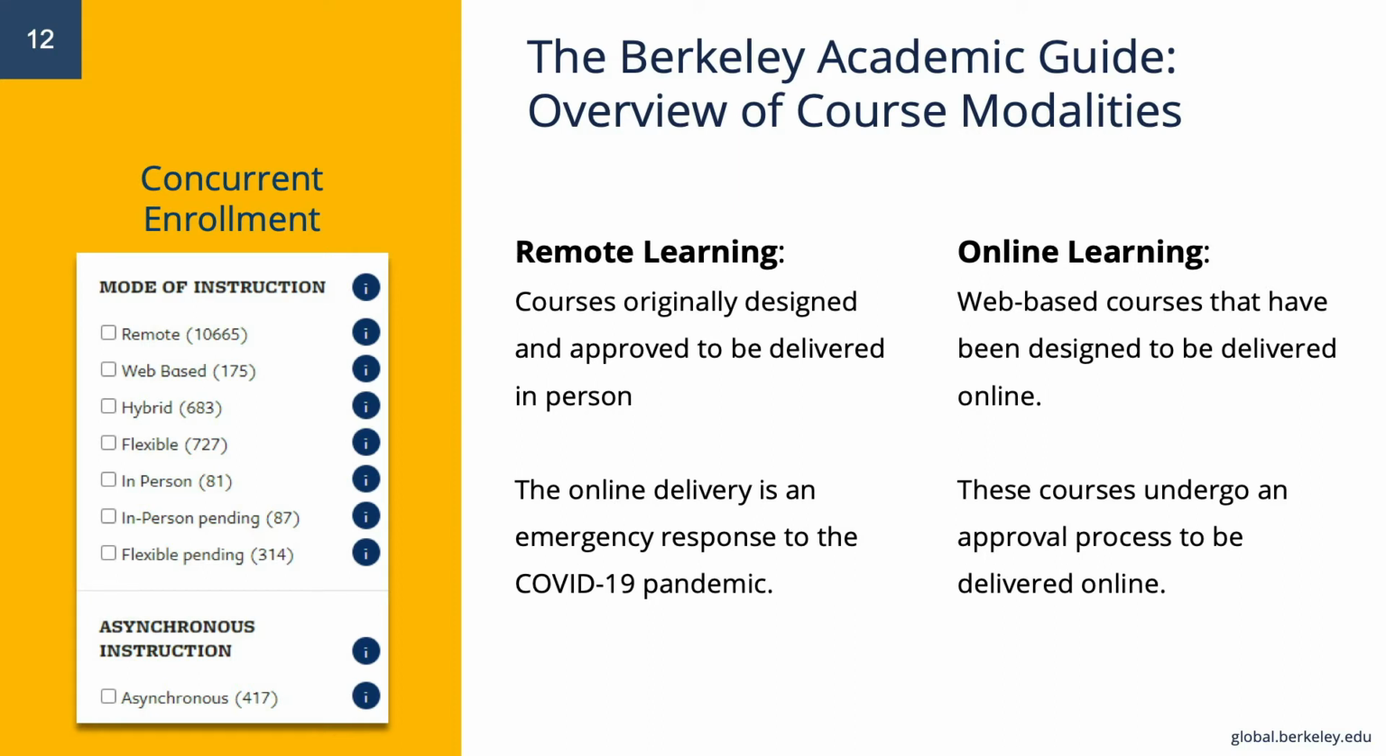On one hand, remote learning refers to courses that were originally designed to be delivered in person, but are now being delivered online in response to the ongoing pandemic. On the other hand, online learning refers to courses that from the beginning were designed to be delivered online. These courses are optimized for an online learning experience and undergo an approval process to be delivered in this format.